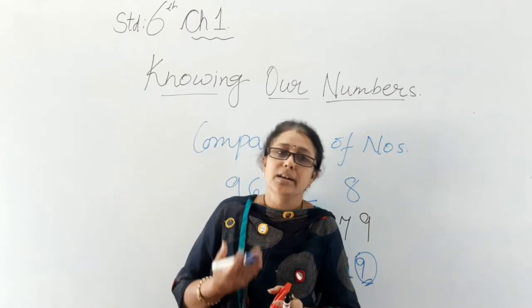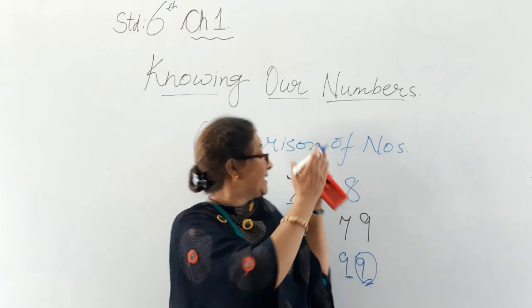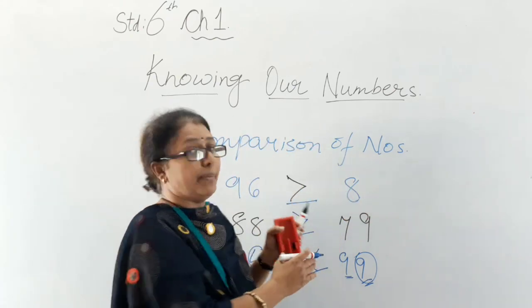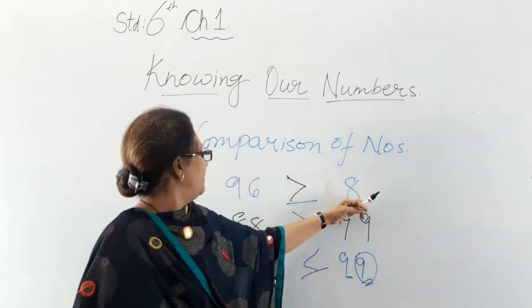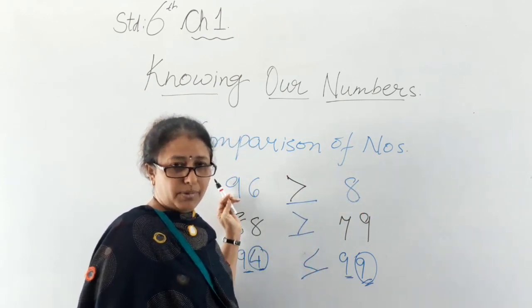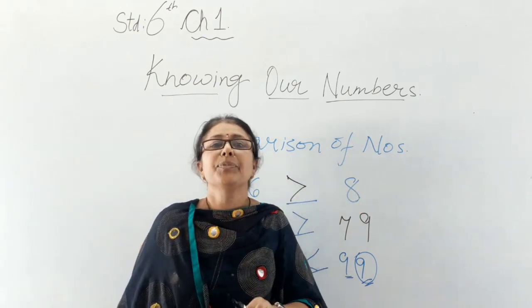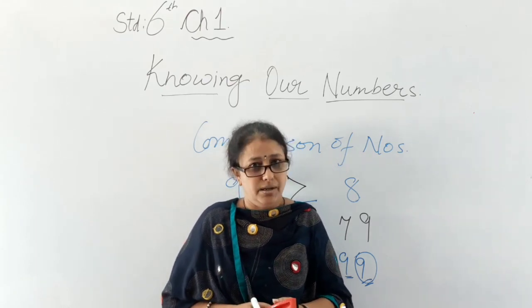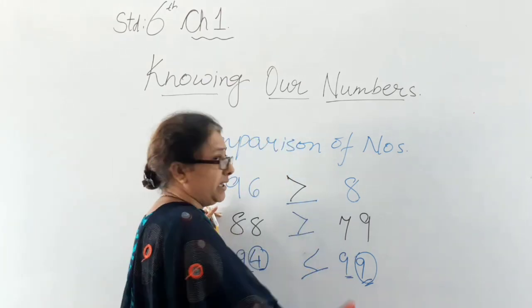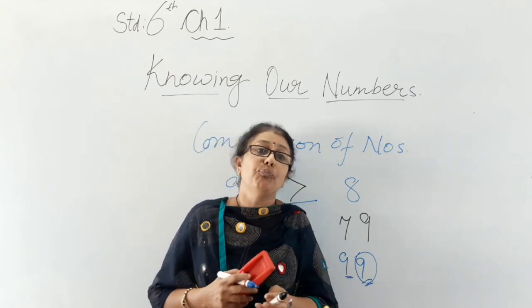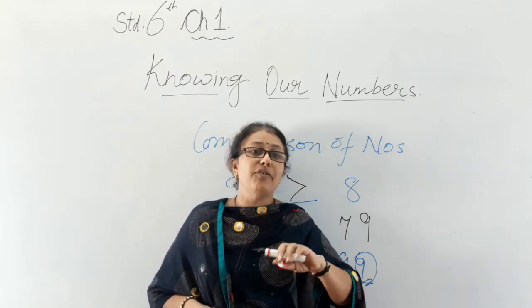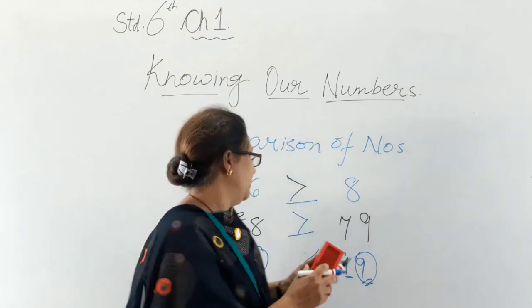So students, the concept of comparison of numbers must have become clear to you. If a single-digit number is compared with a two-digit number, automatically the two-digit number is bigger. But when we are comparing two two-digit numbers, we have to compare the first digit and find out. And if both first digits are the same, then we will go for the second digit.